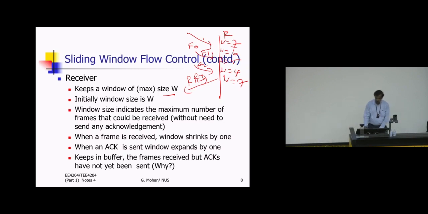Whenever a frame is received, it's put in the buffer until acknowledgements are sent, because it has to process it. When I say process it, it has to send it to the next layer. If the next layer is not taking or reading or is not able to send further, then it cannot send an acknowledgement.